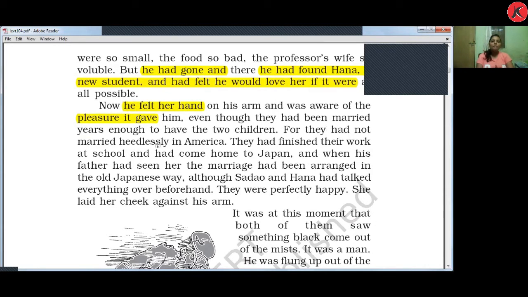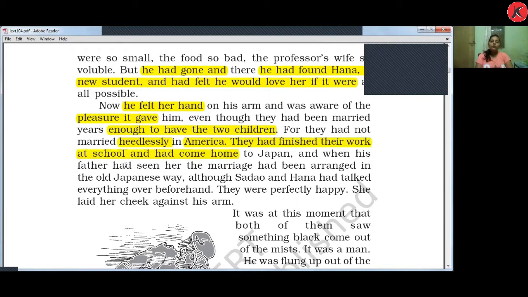Even though they had been married seven years and had two children, okay, they are married for many years and have two children also. For they had not married heedlessly in America. Heedlessly means carelessly or idly.